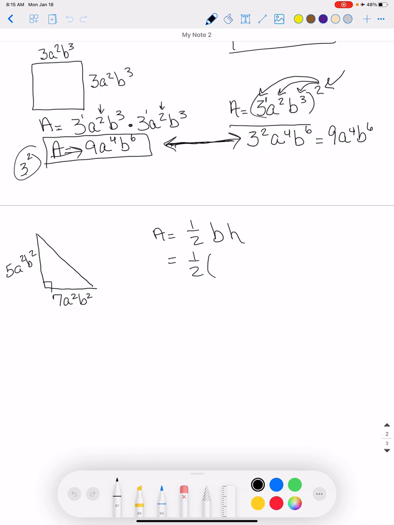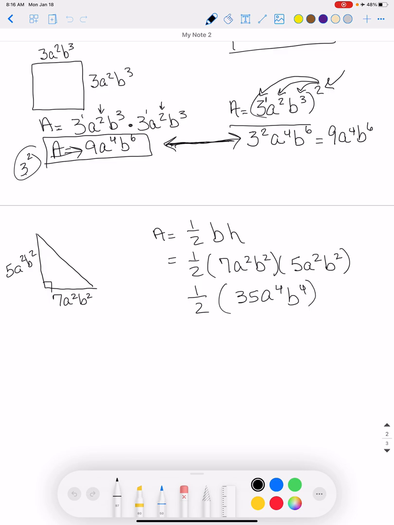And I'm going to plug in my base, which is 7a squared b squared, times my height, which is 5a squared b squared. And again, I'm going to ignore that 1/2 for a minute, and I'm just going to multiply. 7 times 5 is 35. And then A, so keep my A. And then 2 plus 2 is 4. And then my B, 2 plus 2 is 4.